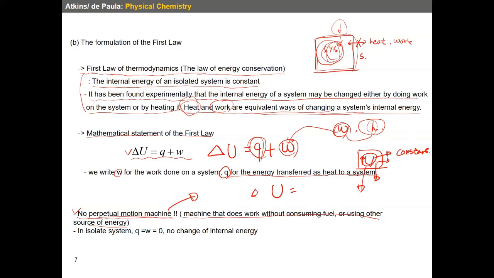This is a general phenomenon we can see in our real life. According to this equation, in an isolated system, if the heat and work applied to the system equal 0, then there will be no change of internal energy, and also no change of state of this system. So this is the first law of thermodynamics.